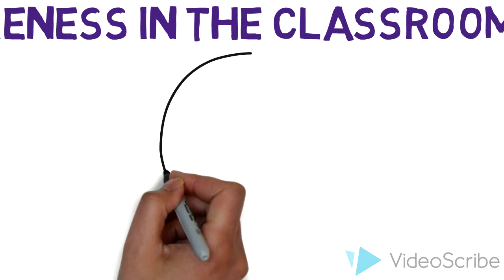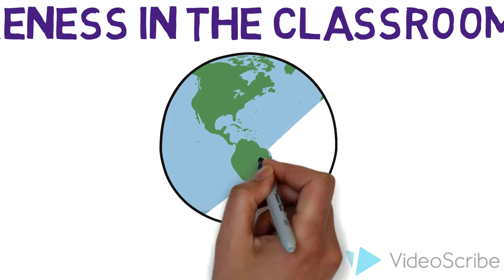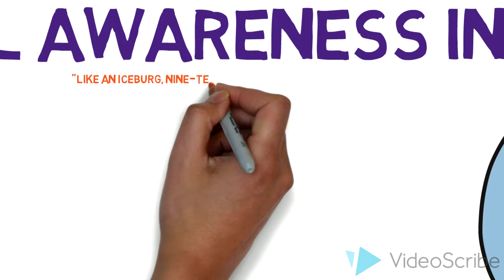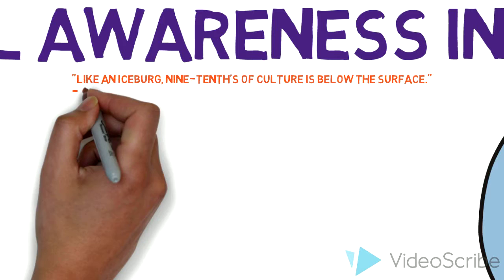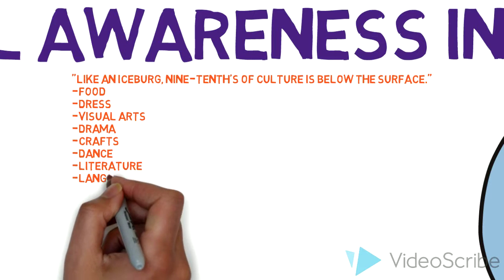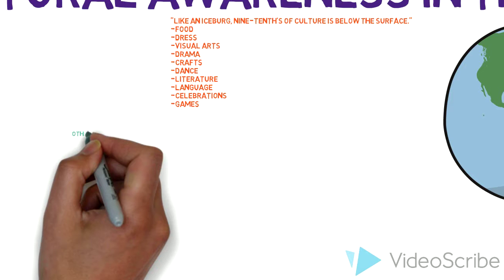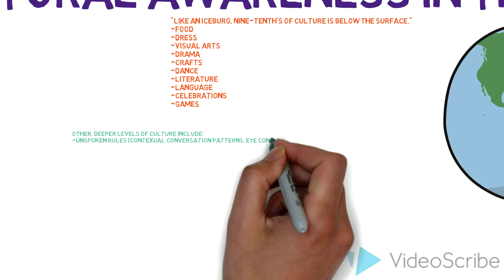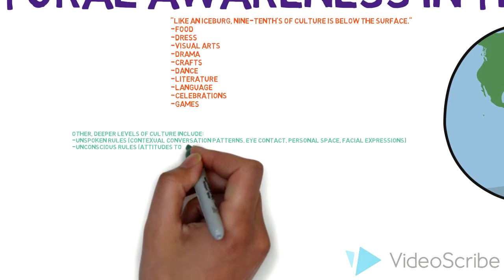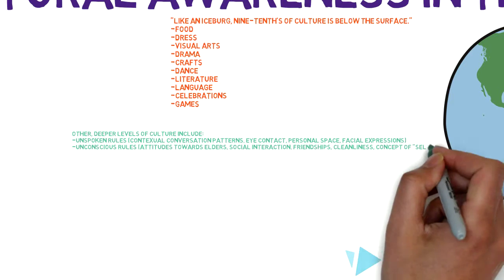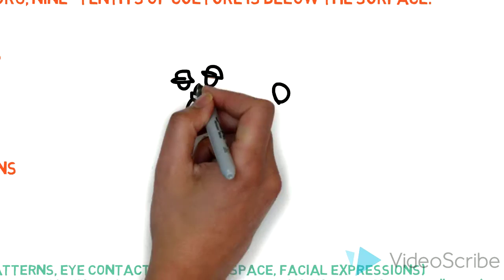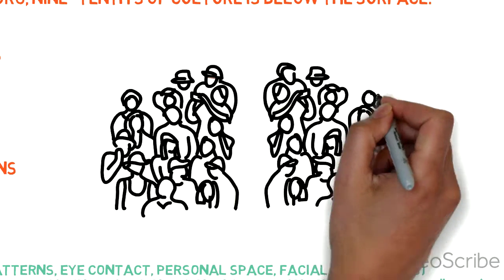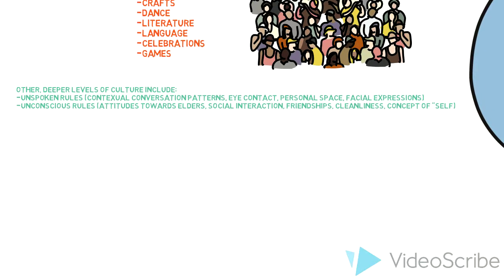So, we learned how culture is like an iceberg, and that 9/10 of culture is below the surface of the iceberg. So in classes, we normally focus on food, clothing, visual arts, crafts, things like that. But there are other aspects of culture that are deeper and further down below this water level on the iceberg. Like unspoken rules, unconscious rules, attitudes towards elders, eye contact. And I think that these are really important to focus on in school as well if we want to promote a global classroom and a culturally aware classroom.